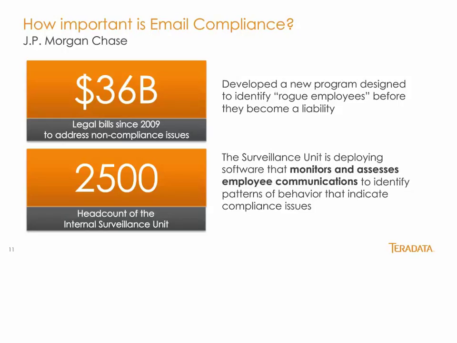So JPMC has an internal communications surveillance unit of around 2,500 people, and their job is to help steer the company away from infractions. And some of the sophisticated things they've rolled out in terms of software, they actually have software that tries to monitor email and communications and identify potentially rogue employees that are going to get the bank in trouble, and try to prevent it in advance. So if someone's at high risk, they will intervene, and they recognize how big of a cost this is for them, both in terms of money and reputation.